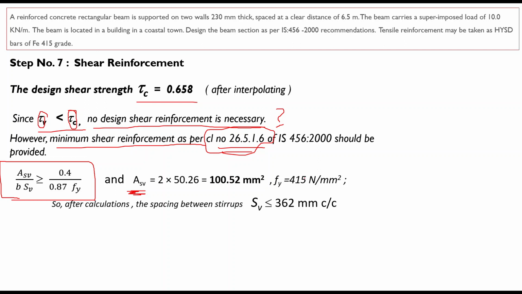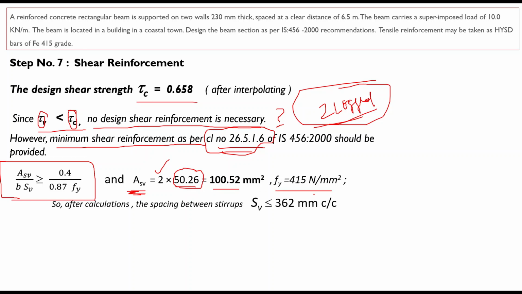Now we will be providing two-legged vertical stirrups. When there are two-legged vertical stirrups, we have to find out the area of one ring of stirrup. The diameter which we have decided for the stirrup is 8 mm. So pi by 4 into 8 square will be 50.26, but it is of two legs, so the area will be 100.52 millimeter square.